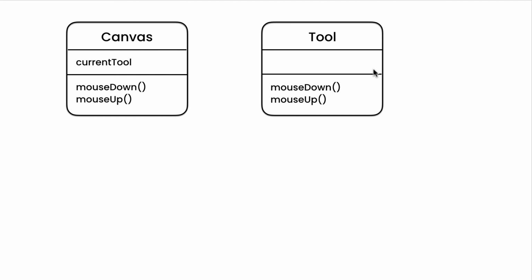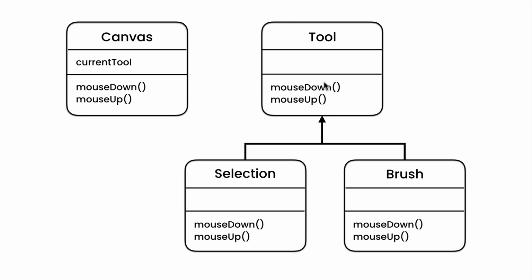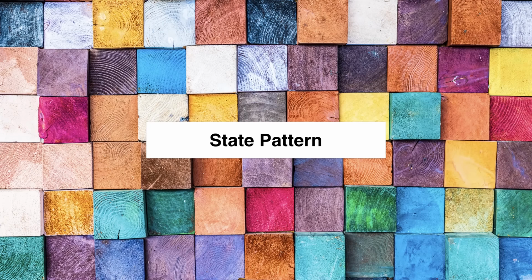In this class, we're going to declare two abstract methods, mouse up and mouse down. What happens when the user releases the mouse button will be determined in child classes. So we introduce new classes like selection and brush. And in these classes, we're going to implement the logic for mouse up and mouse down events. Now, our canvas class is going to work with the abstract tool class. It doesn't care about any specific tools, but it will behave differently depending on the specific tool that we give it at runtime. And this is what we call the state pattern, because the state pattern allows an object to behave differently when its state changes.